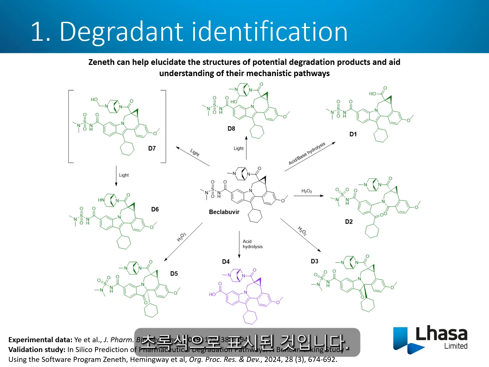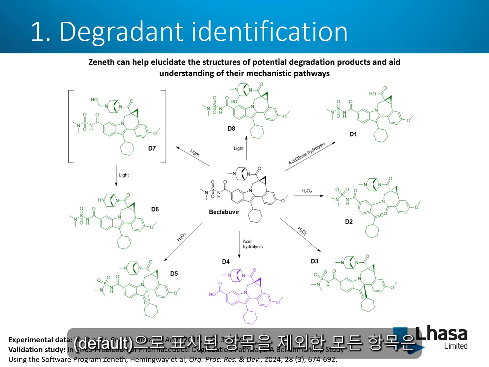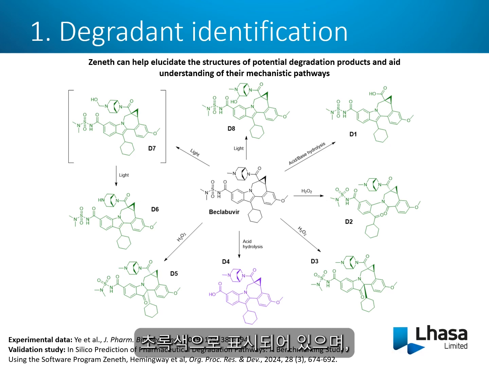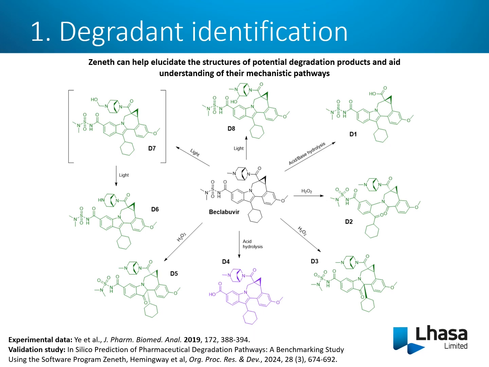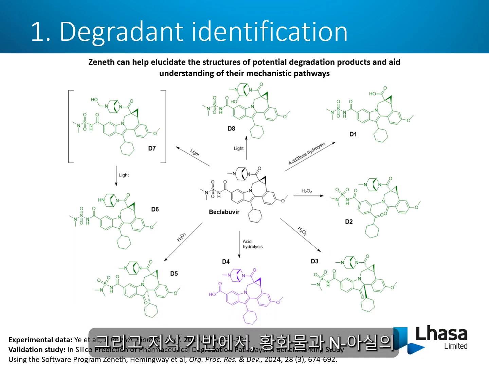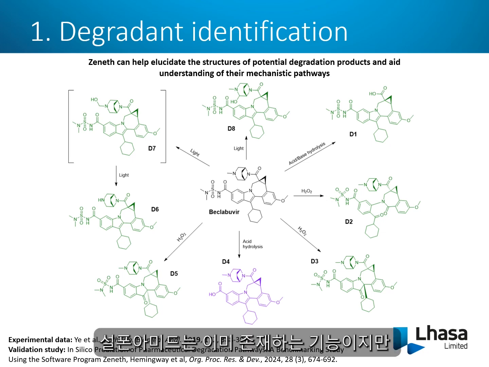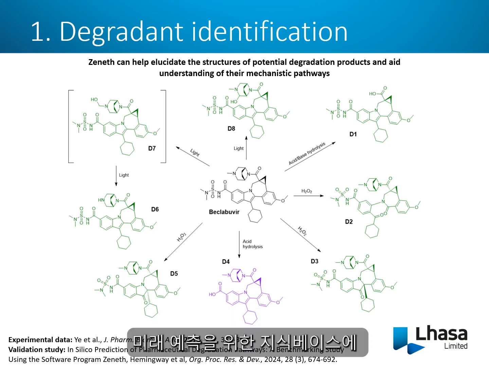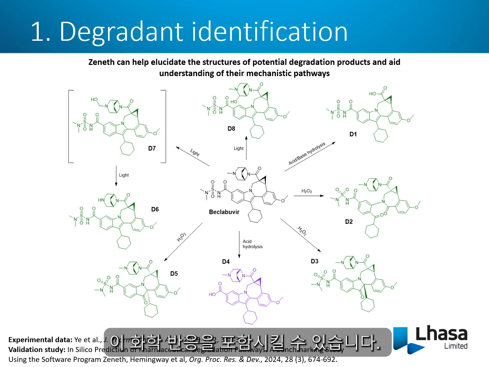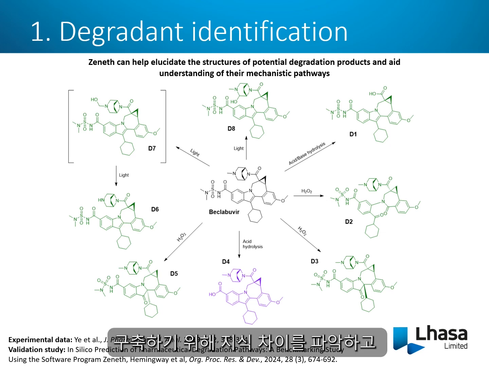All except D4, which is highlighted in purple, and is the hydrolysis of an N-acyl sulfamide group that is not currently predicted by Zeneth, but related chemistry is in the knowledge base, namely the hydrolysis of sulfamides and of N-acyl sulfonamides. So expanding to cover N-acyl sulfamide groups will capture this chemistry in the knowledge base for future predictions. This is one way in which we identify and act upon knowledge gaps to build the coverage of our knowledge base in a relevant way.